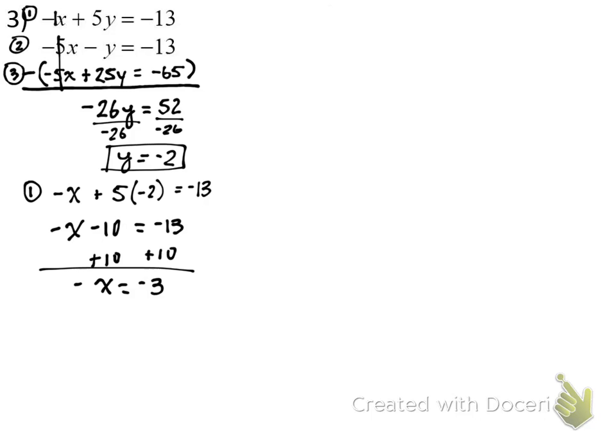Good. Are we done? No. Are there any addition signs by the x? No. Are there any division signs by the x? No. Are there any multiply signs by the x? Yes. What's being multiplied with x? Negative 1. What's the opposite of multiplying by negative 1? Divide by negative 1. So x is equal to 3.